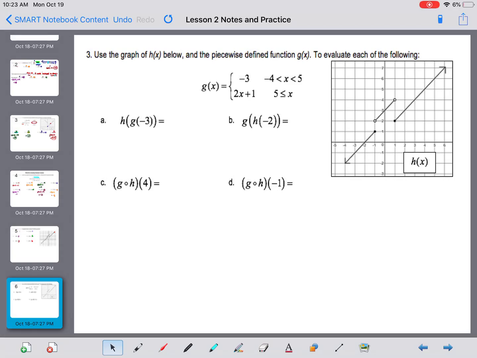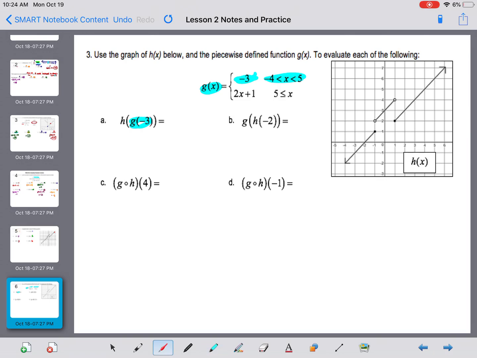If we take a look at 3, we're going to do some compositions between an equation and a graph. So for A, we're going to find h of g of negative 3. So g's on the inside, so we're going to do that first. So we're going to use the g function. Again, look at your domain. Negative 3 fits in this domain, so we are going to use this function.